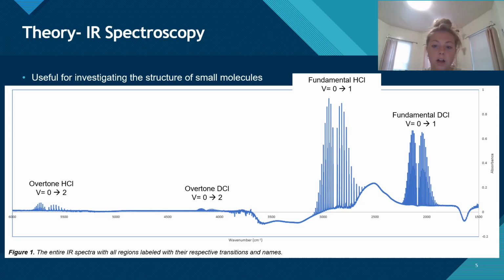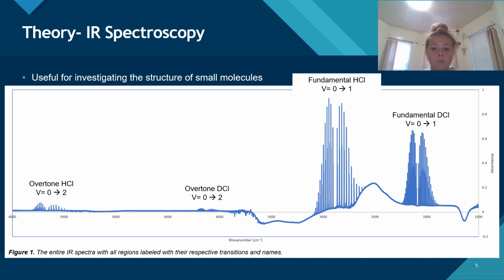This is our full IR spectra for our HCl-DCl sample that we ran in class. On the spectra, we were able to label the overtone and fundamental transitions, which are explained in further slides. And in addition to that, we were able to differentiate between the DCl and HCl peaks.